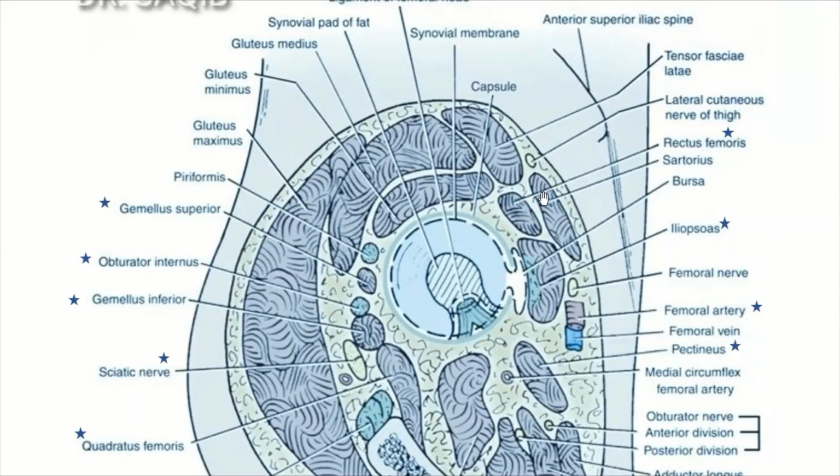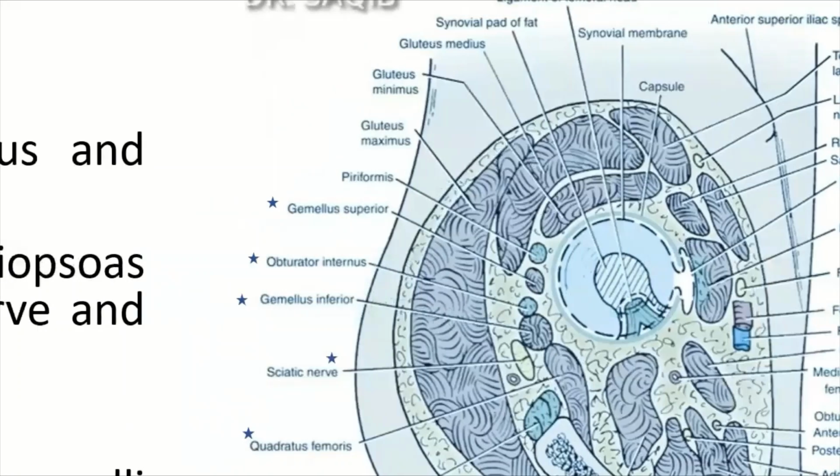First, you can see the rectus femoris muscle anteriorly. Then the iliopsoas lying anteriorly. And the third one is the pectineus. This pectineus and the iliopsoas separate the important femoral vessels, the femoral artery and vein, from this joint. So this is the anterior relation.